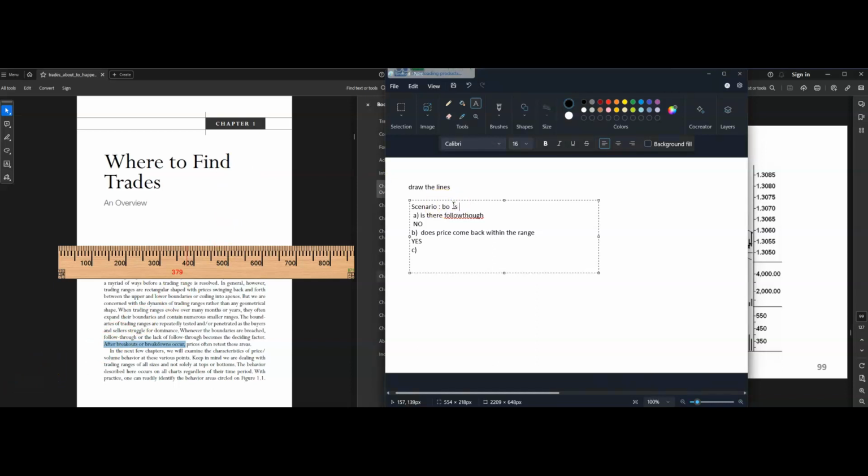Scenario, the breakout is an upthrust. In this scenario, is there follow through? By follow through, is there follow through buying? Meaning a green bar after the breakout, or at least a higher high, higher low bar after the breakout. If there isn't, if the answer is no, there's a problem. Second, does price come back within the range below the resistance level? It does.